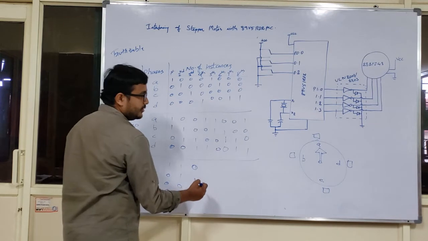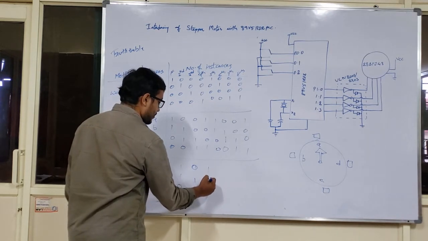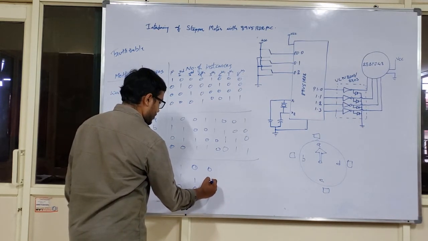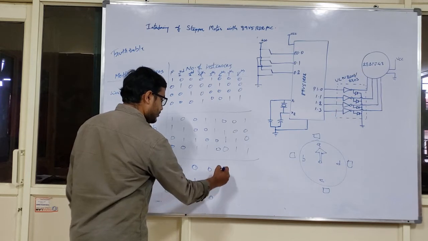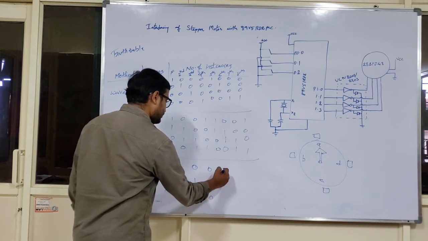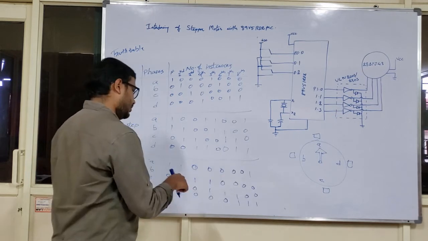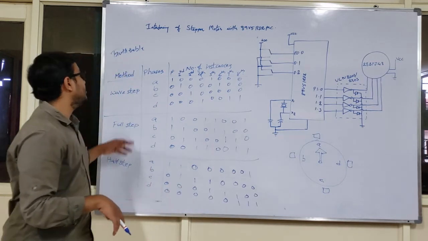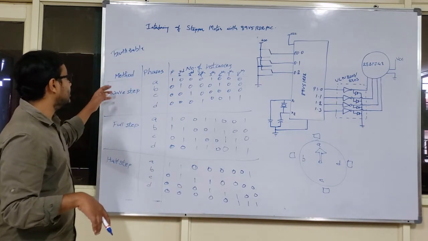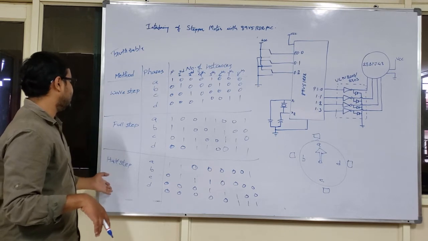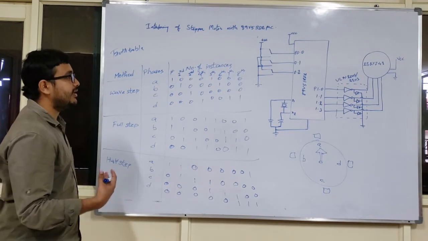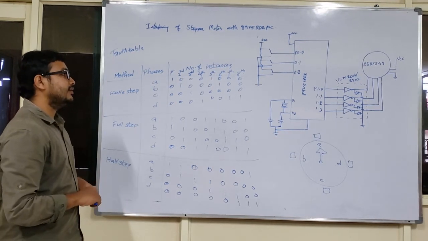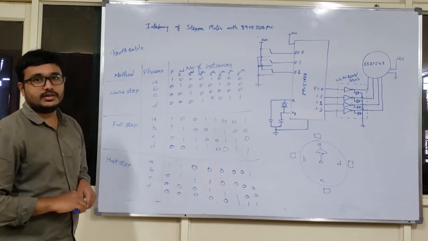And next it is pointing towards B and C, in between B and C. So the next one is 0. This is the complete truth table of different excitation modes by which a stepper motor will be getting excited and offering the different running properties as well as the torque.